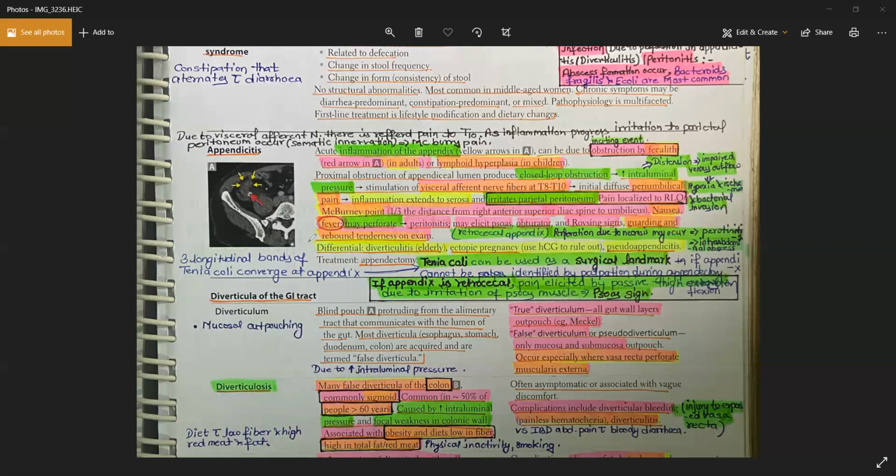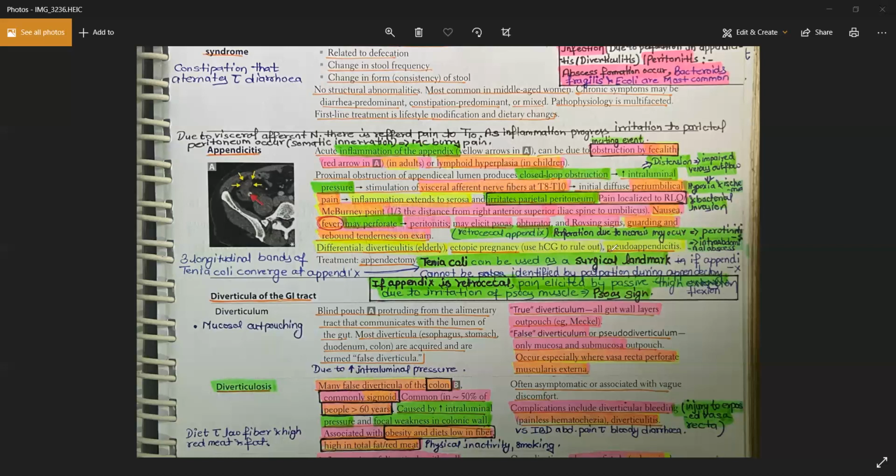So you can sometimes confuse appendicitis with diverticulitis, but note that diverticulitis would be in elderly patients only, and most commonly it is on the left side rather than the right side, right? Secondly, you can also confuse it with ectopic pregnancy. So you have to do the beta HCG test to rule out pregnancy, right?